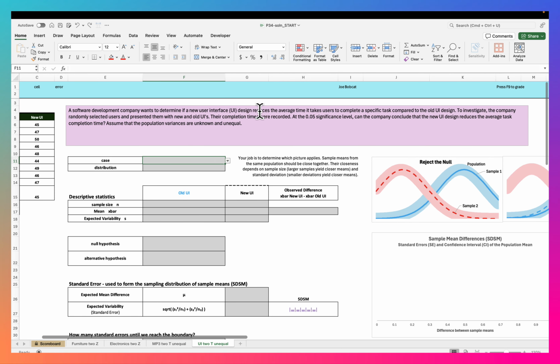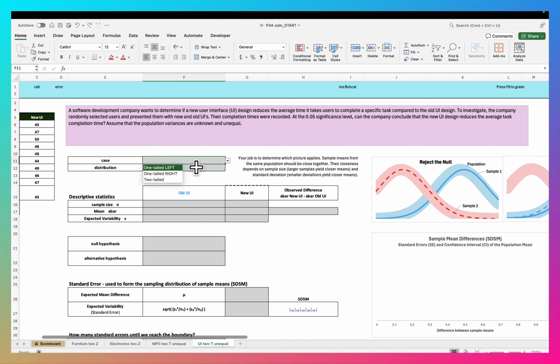A software development company wants to determine if a new user interface reduces the average time it takes to complete a specific task compared to the old UI design. To investigate, the company randomly selected users and presented them with new and old UIs. Their completion times were recorded. At the 0.05 significance level, can the company conclude that the new UI design reduces the average task completion time, assuming the population variances are unknown and unequal?